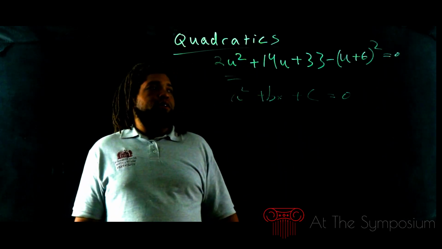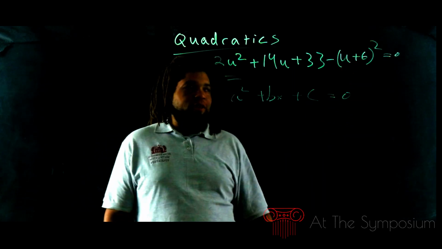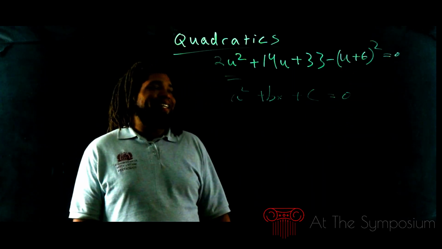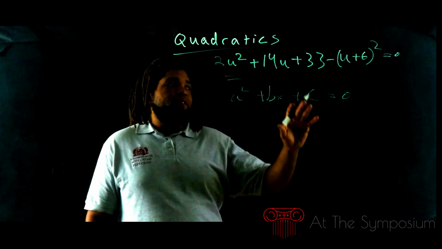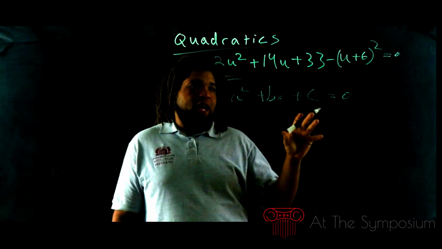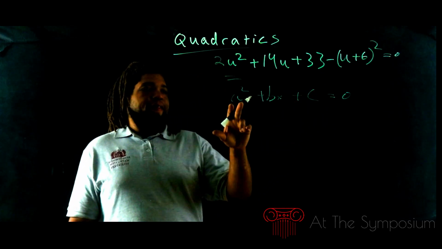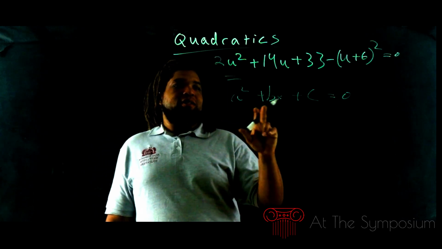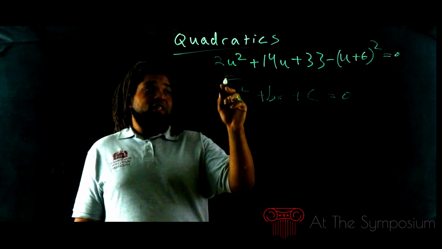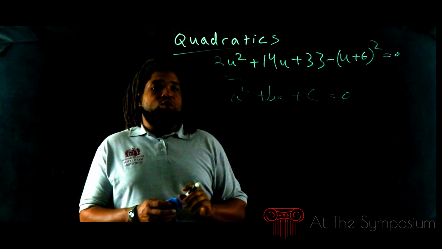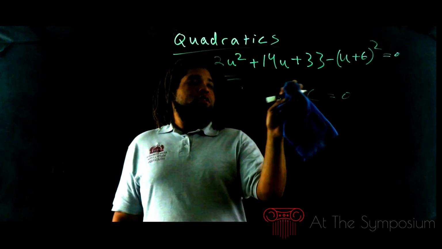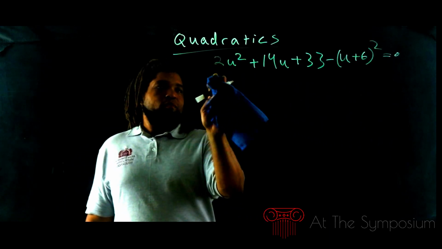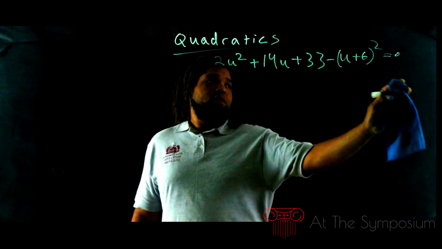But if you notice, there's extra numbers here that we have to deal with, right? We have a minus u plus 6 squared. We have to undo all that, figure out how it fits into our equation, and then get our equation back to this standard form, much like it is now, and then we can solve the equation. So we've identified it as a quadratic equation.